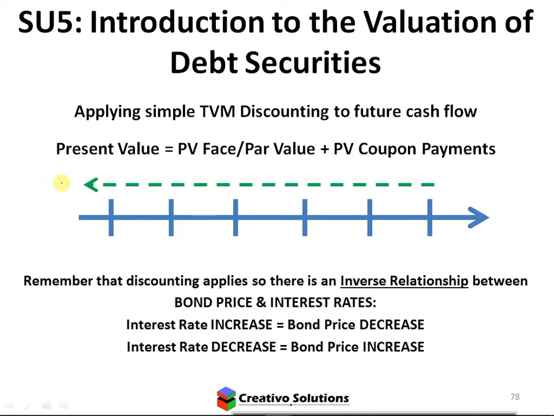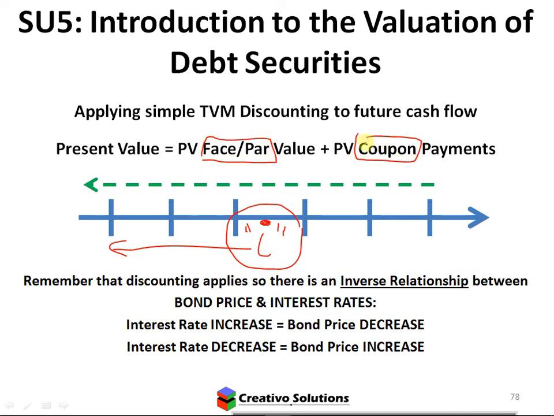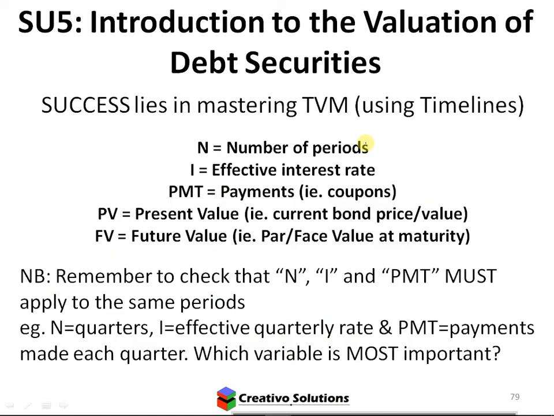Just some revision, you know this. There's an inverse relationship between bond price and interest rate because I is the rate that you're using to discount. If I discount with a bigger I, what happens to PV? It gets smaller. That's why we've got that relationship, and the only reason is that we're discounting future cash flows. I discount the face or par value and I discount the coupons. There's the summary: that's everything you need to do bond calculations.